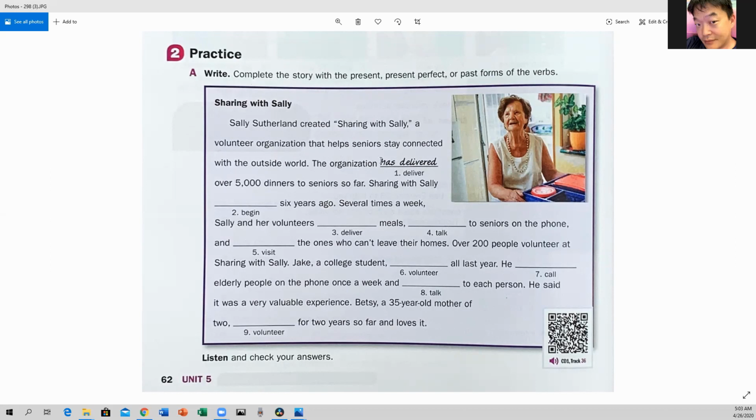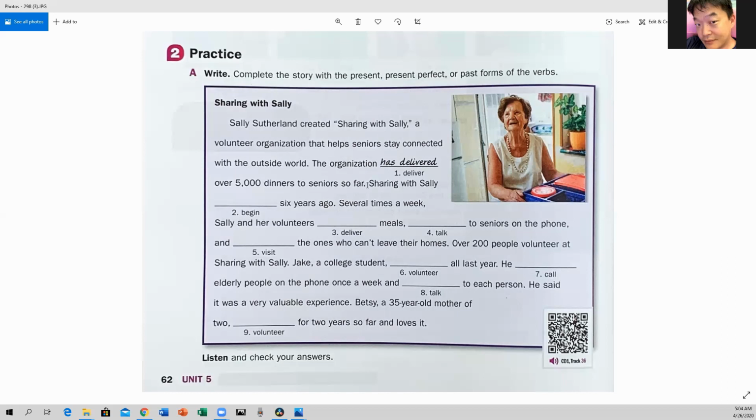How do you know you have to use present perfect here? Because of "so far." "So far" is the time phrase that gives you the idea that this action repeats, and it has repeated until recently. Okay, let's continue now.